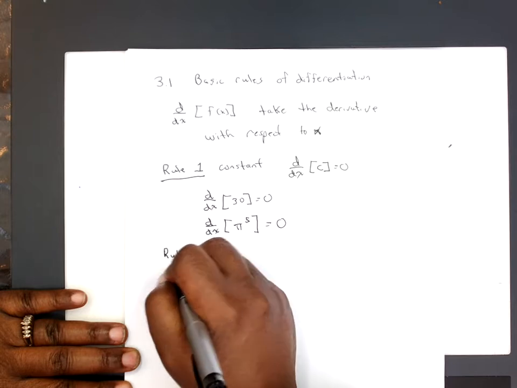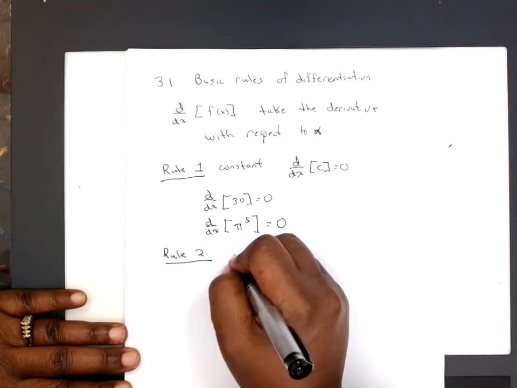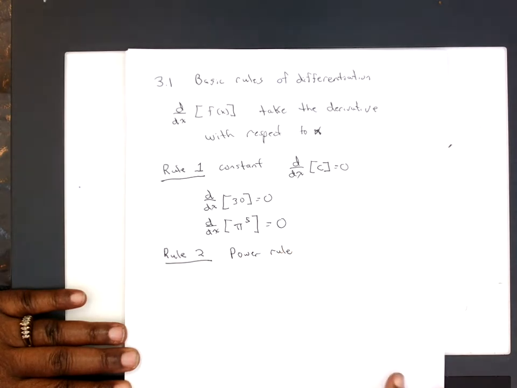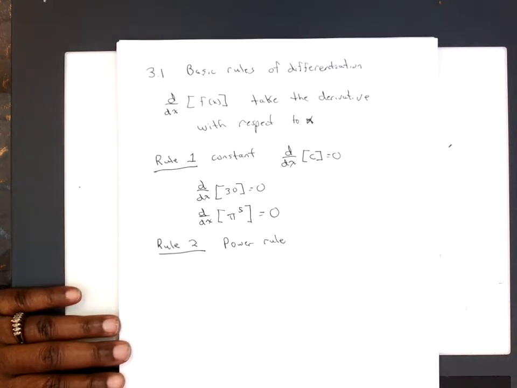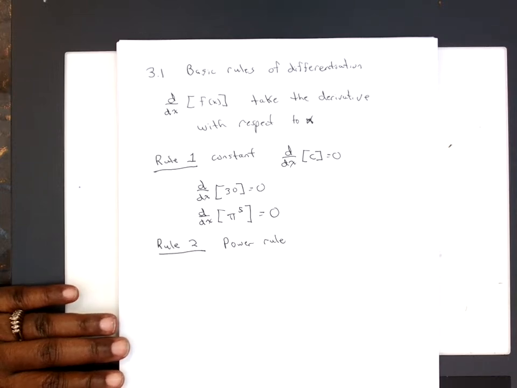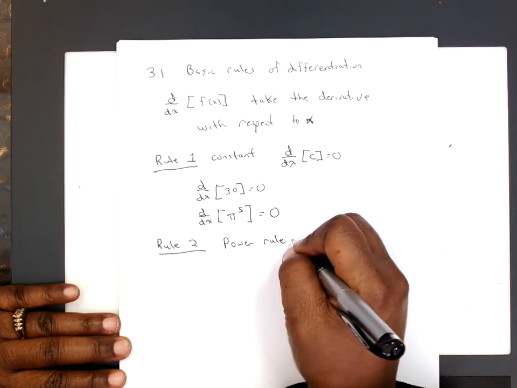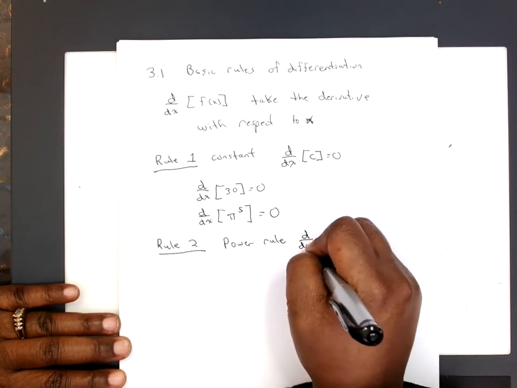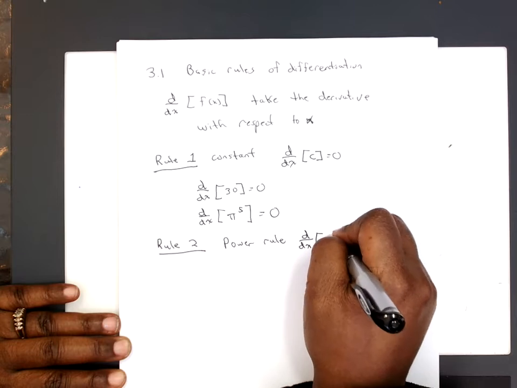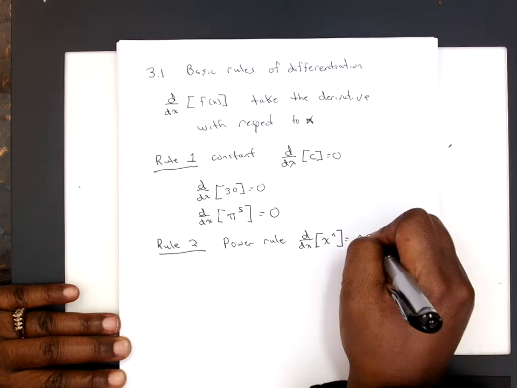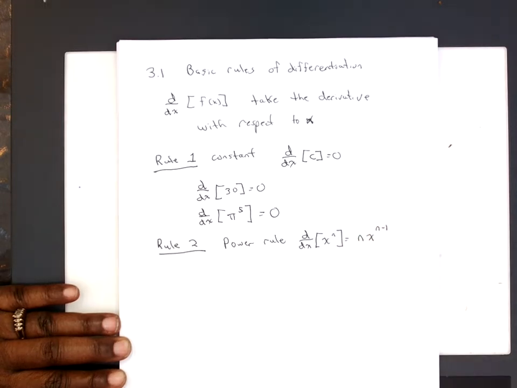Rule 2 is the power rule. If I have my variable to some power, I'm going to take that exponent, multiply it out front, and then subtract 1 from the exponent. So if I have d dx of x to the n, the n gets multiplied out front, and then you subtract 1 from the exponent. So n times x to the n minus 1.